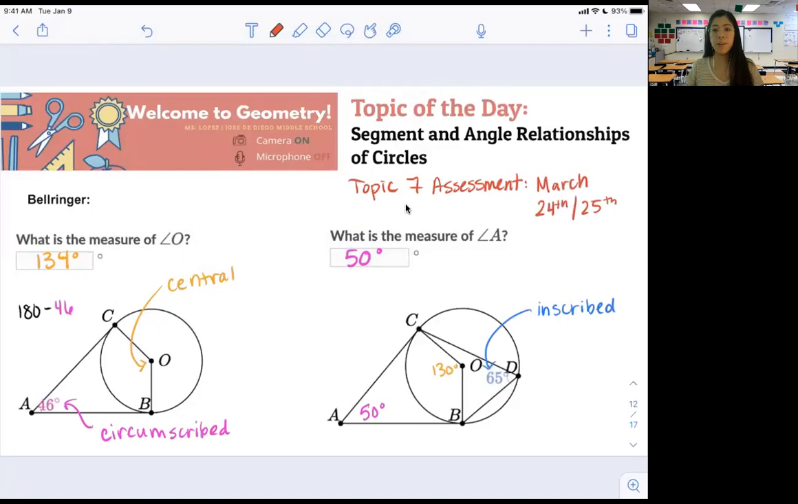It's the Wednesday and the Thursday right before spring break, which means if you're planning on going on spring break early or you don't know if you're going to be here on those days, then you're going to have to take it earlier. Or you might have to take it all in one day rather than splitting it up. So just be aware and have that date marked in your calendars. March 24th and 25th is going to be our topic 7 assessment. So that's all about circles. Everything we've learned about circles. Any questions on that? Okay. All right.